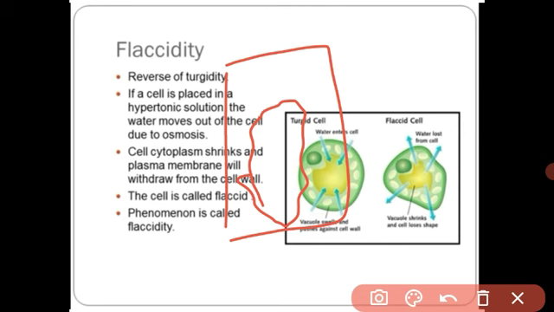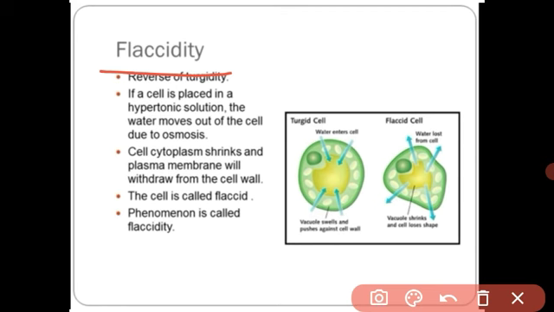And flaccidity means what, student? It is the condition in which the cell contents shrink, whatever the cell contents are, they are shrunken, and the cell is no longer tight. This condition is called flaccidity. Did you understand, what is turgidity? Turgidity means the cell becomes swollen, and flaccidity is opposite to turgidity. The cell shrinks and in this condition the cell is no longer tight. This condition is called flaccidity.